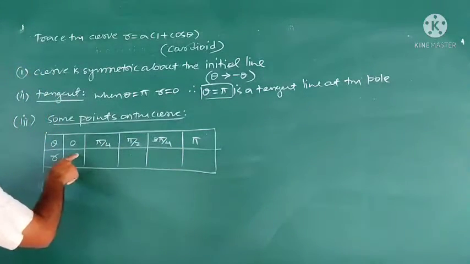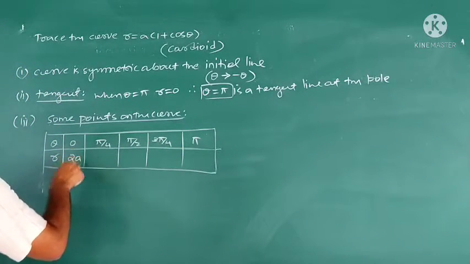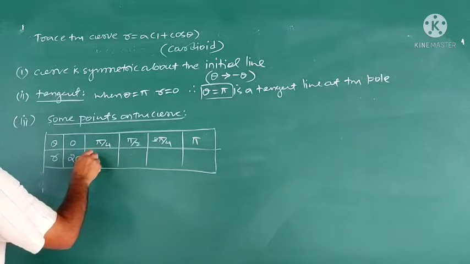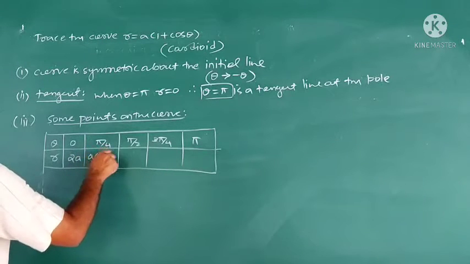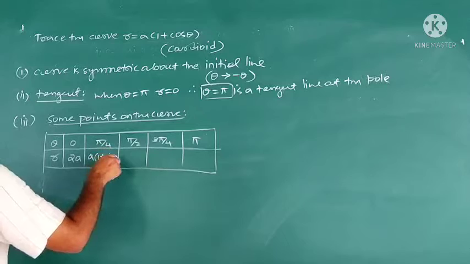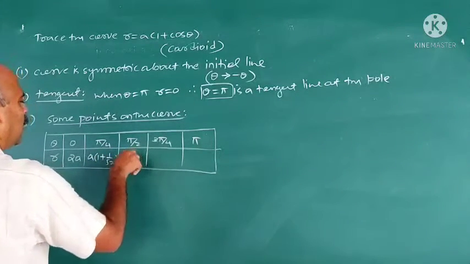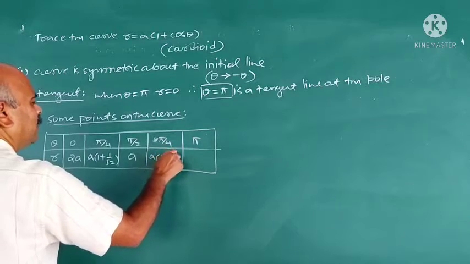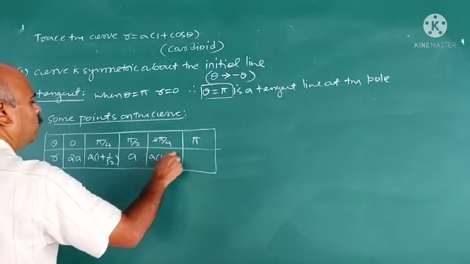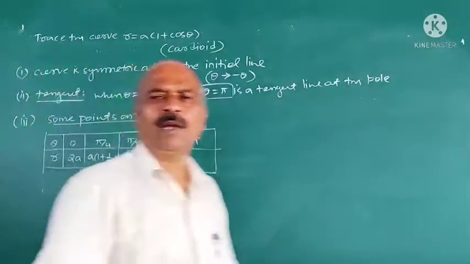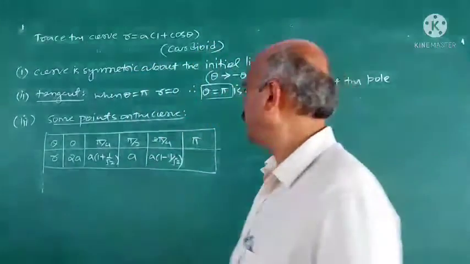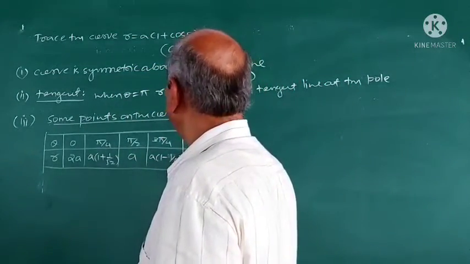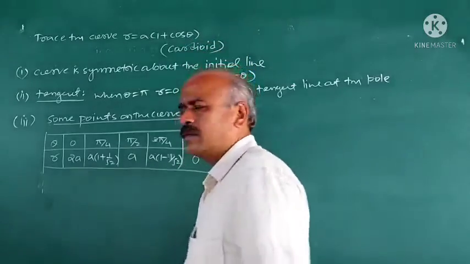When theta is 0, r is 2a. Theta is pi by 4, r is a into 1 plus 1 by root 2. Theta is pi by 2, r is a. 3 pi by 4, a into 1 minus 1 by root 2, because what is cos of 3 pi by 4? Minus 1 by root 2. Theta is pi, r is 0. These are the points.